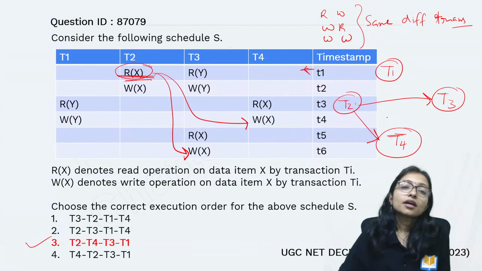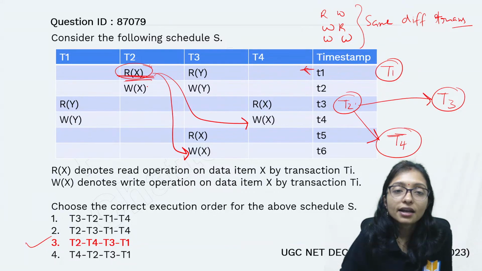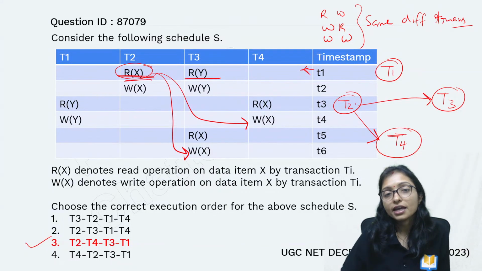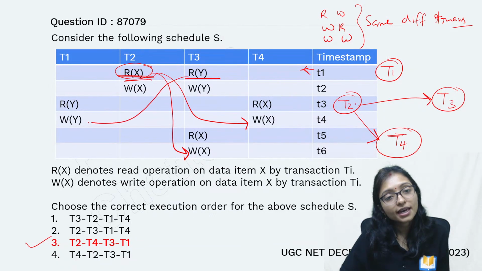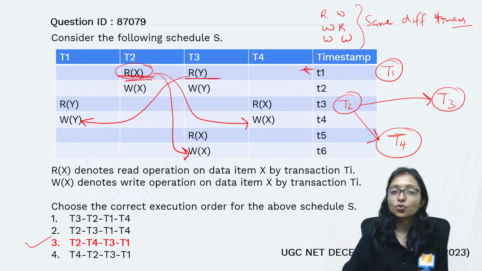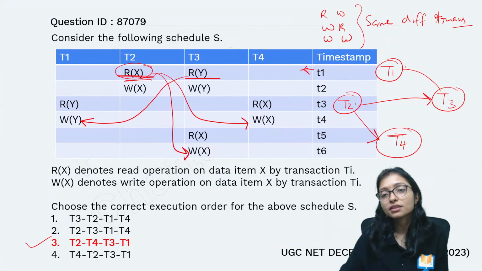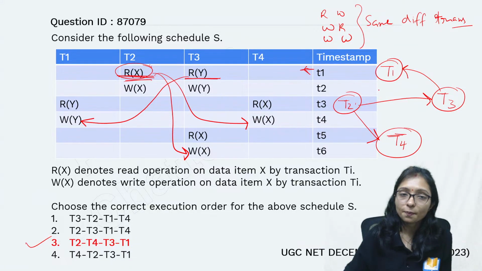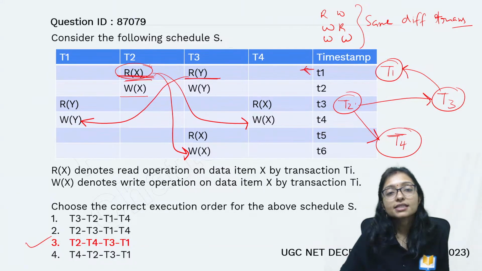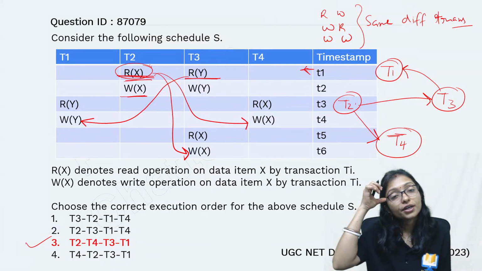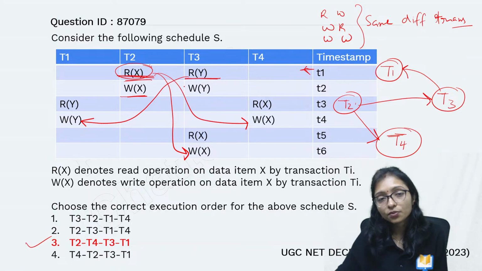Okay. Now you see that. Here is read Y. Is anyone doing a write operation on Y? You can see here this is doing a write operation on Y. After T3, T1 is doing it. So from T3 to T1 there is an arrow. Here you can see a write X is going on. Already we checked it on X.